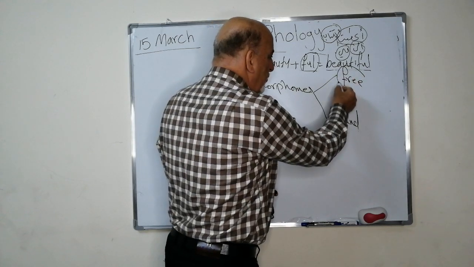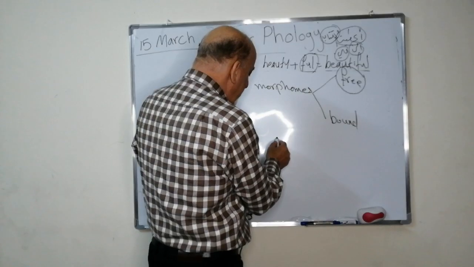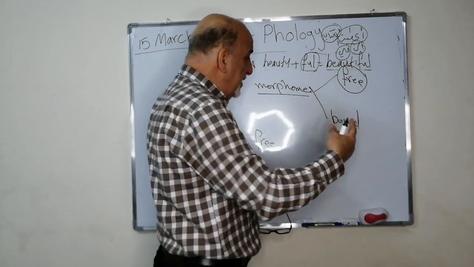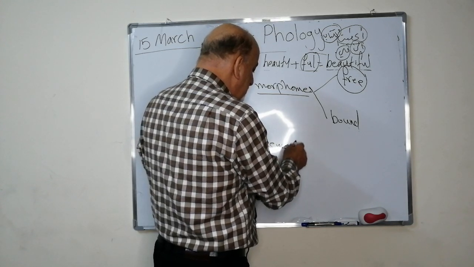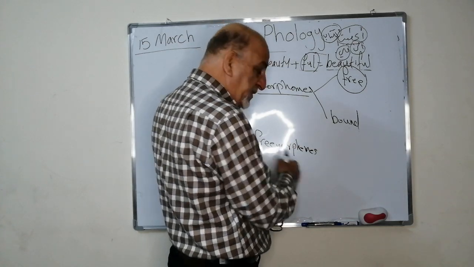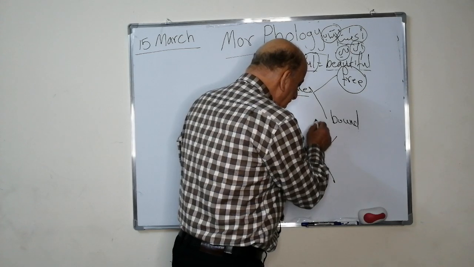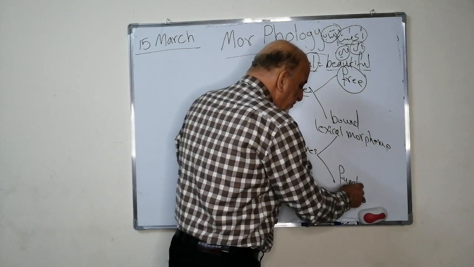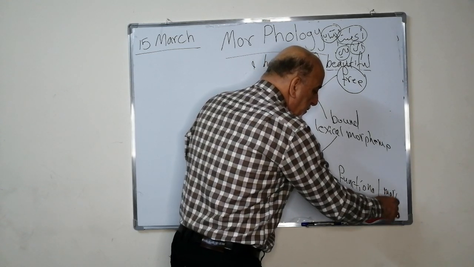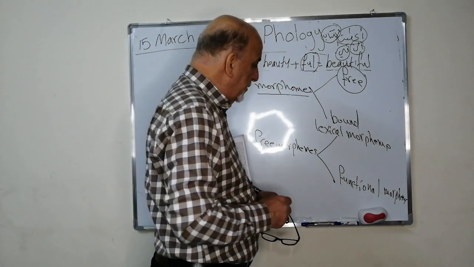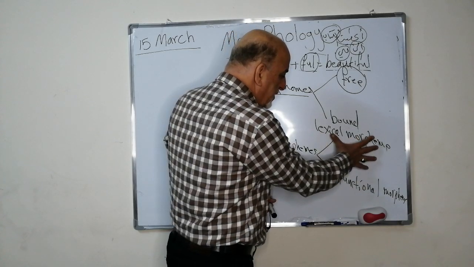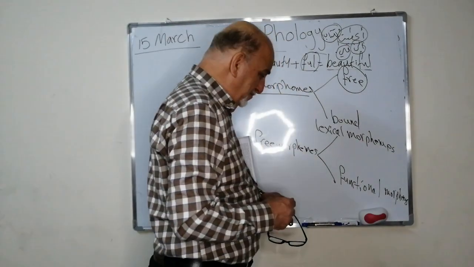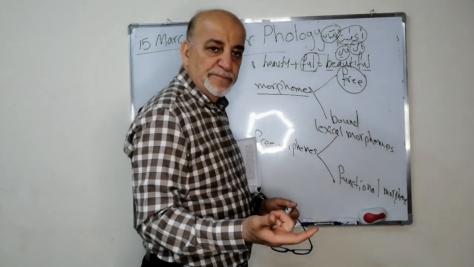The other thing is that we come to this free morpheme. See, now I start from morphemes. This is the first classification, the first division. Then I take free morphemes, which stand on their own. They can be either lexical morphemes or functional morphemes. Okay? So free morphemes can be either lexical morphemes or functional morphemes. Now, what do we mean by that?